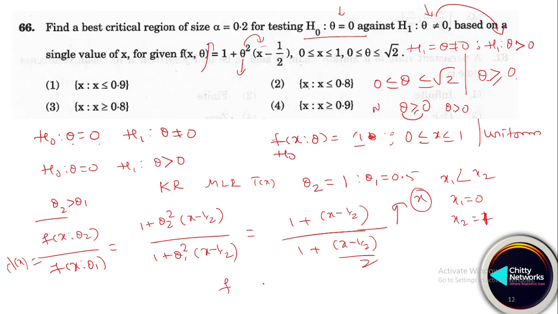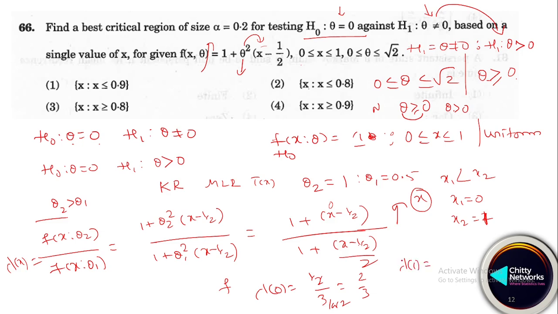So lambda of 0 is equal to, when you put x equal to 0, 0 minus 1 by 2 is minus 1 by 2. So 1 minus 1 by 2 is 1 by 2, that is the numerator. And in the denominator, if you take 0 here, 0 minus 1 by 2 is minus 1 by 2, the whole divided by 2 is minus 1 by 4. 1 minus 1 by 4 is 3 by 4. So this turns out to be 2 by 3. And put x equal to 1.